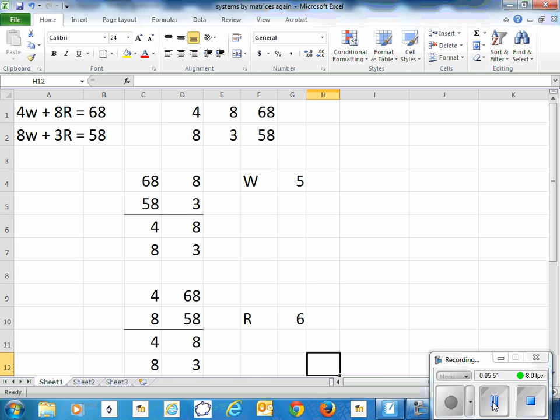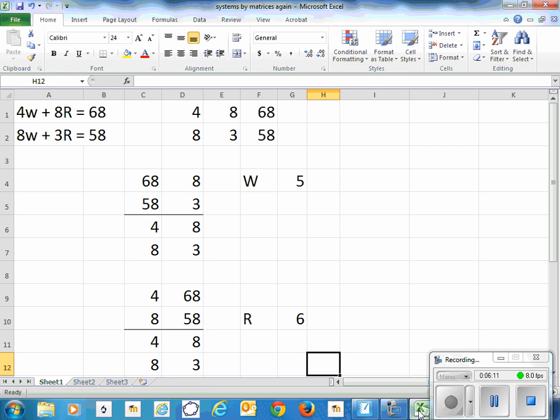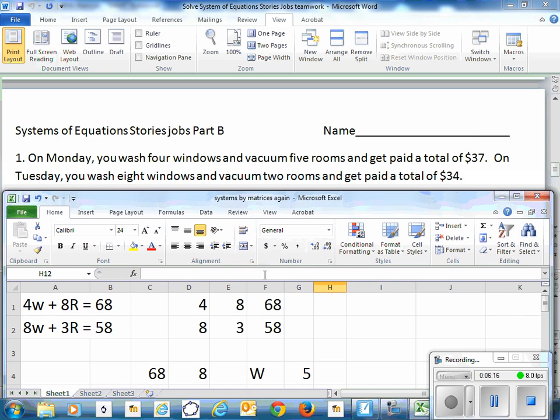An example. So here's an example. On Monday, you wash 4 windows, vacuum 5 rooms, and get paid $37. On Tuesday, 8 windows, 2 rooms, $34. So let's put that in Excel. So 4 windows, 5 rooms, $37, and 8, 2, 34.